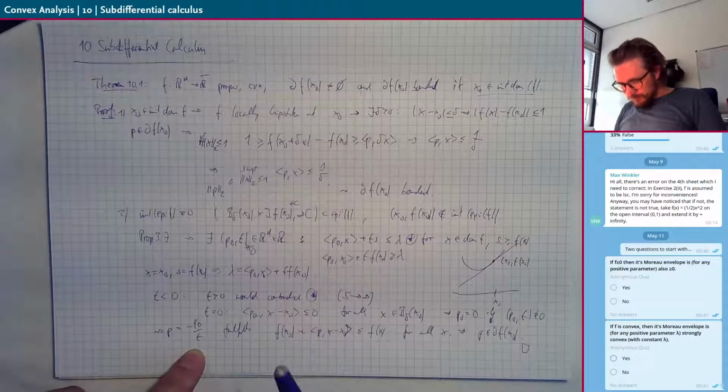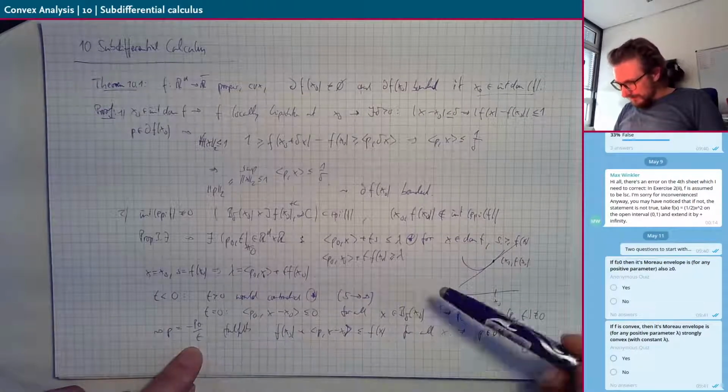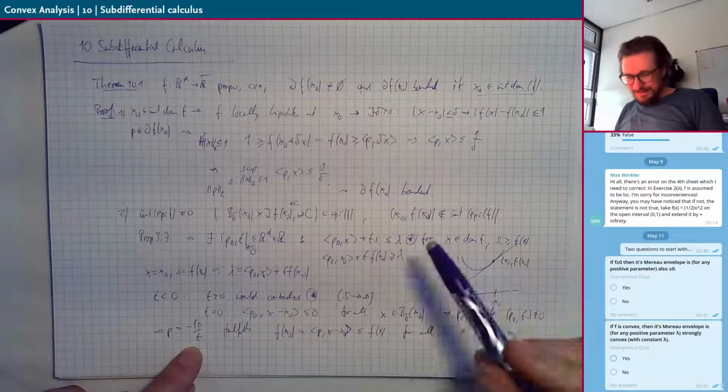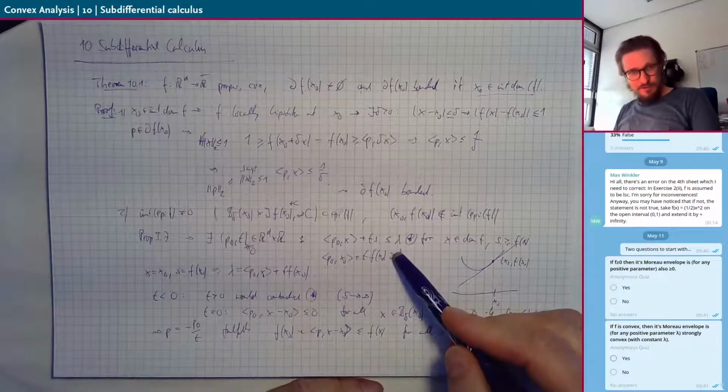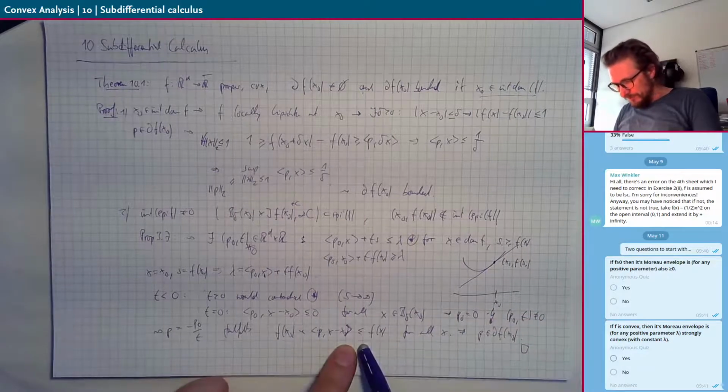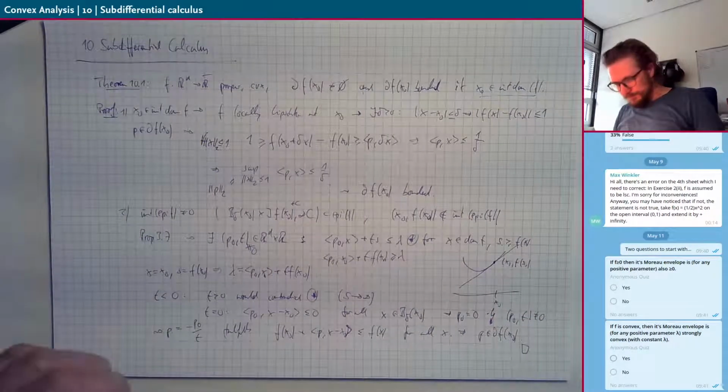And also note that at some point we have to divide these inequalities by T, and since T is negative, the sign changes. The direction of the inequality changes. So this is how we arrive at this thing here. Okay.